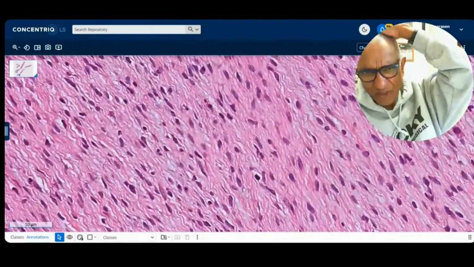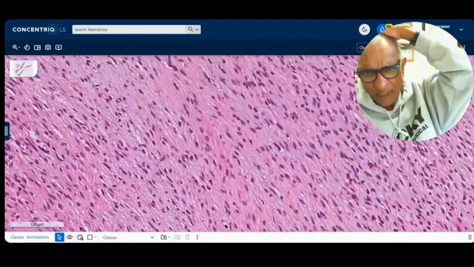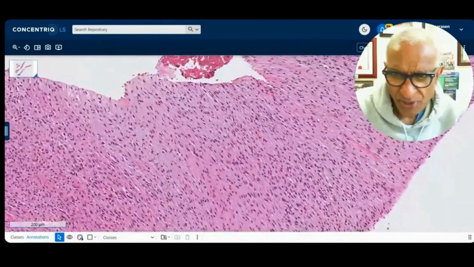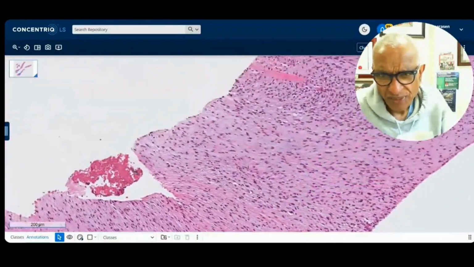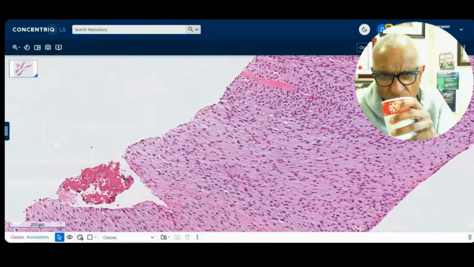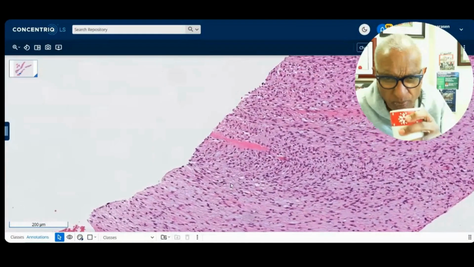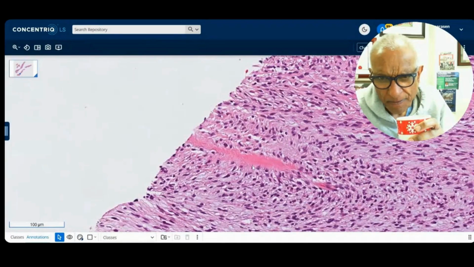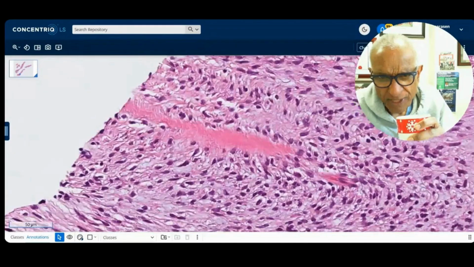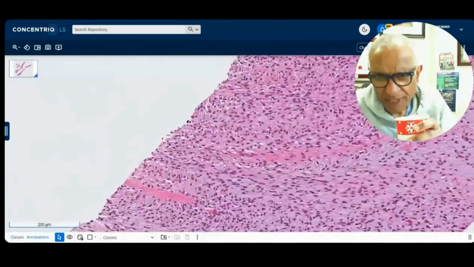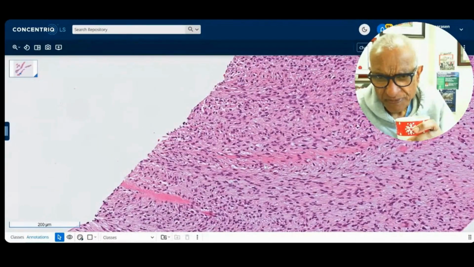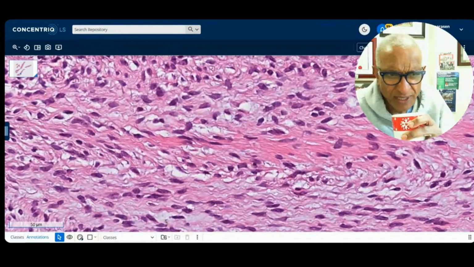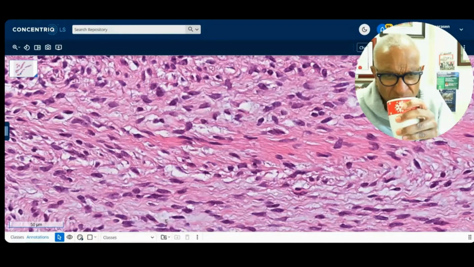I'm just going to scroll down or scroll up this needle core as you ponder over the differentials and what stains you would like. This I think is a vessel here. Okay, just showing you a higher power here, and there's another vessel here as well. And then again, you get a better look at the nuclear morphology here too.